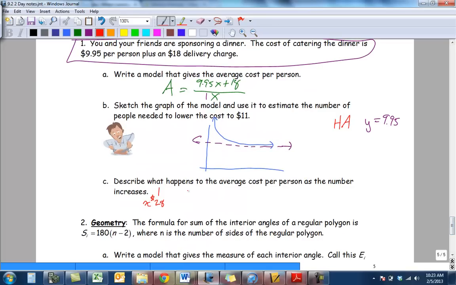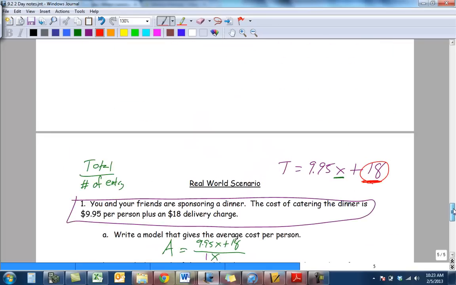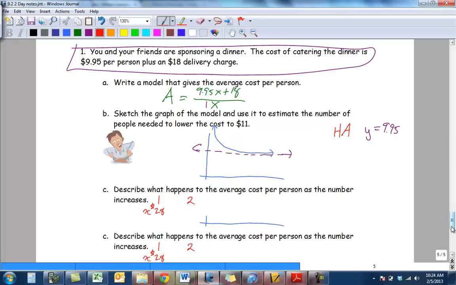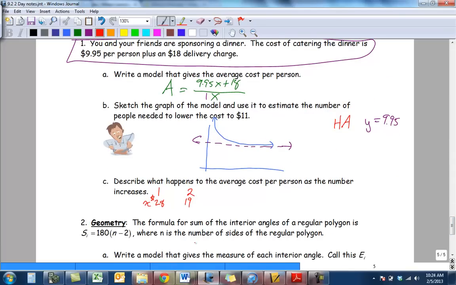What happens if 2 people come? Well, each one of them's got to pay $10 for their meal a piece, right? But then, if 2 of us are going to this party, and if we're splitting the charge, then 2 of us have got to split the $18. So now each one of us is paying about $19, right? Because we each got our $10 plate, and then we're splitting the $18 2 ways for $9.